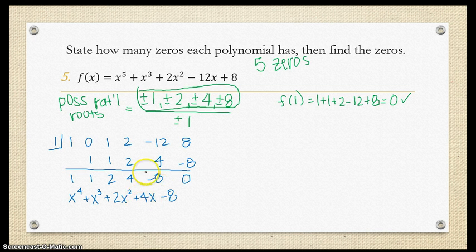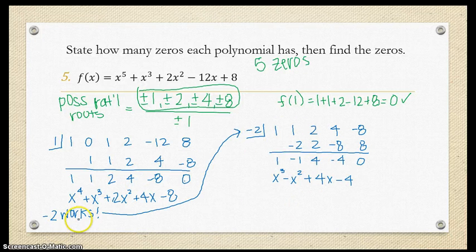From there, I need to keep trying my other possible rational roots, and then I'm going to do synthetic division with them. I found out that negative 2 worked. I did my synthetic division with that, got my remainder of 0, which is what I'm looking for, and ended up with x cubed minus x squared plus 4x minus 4.